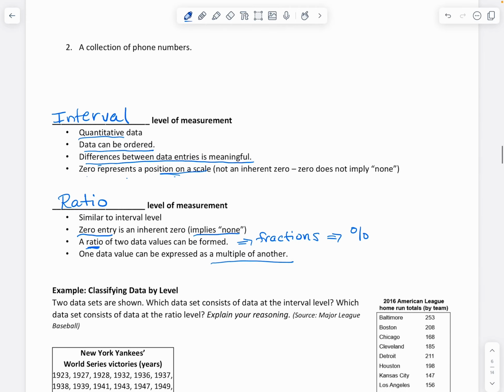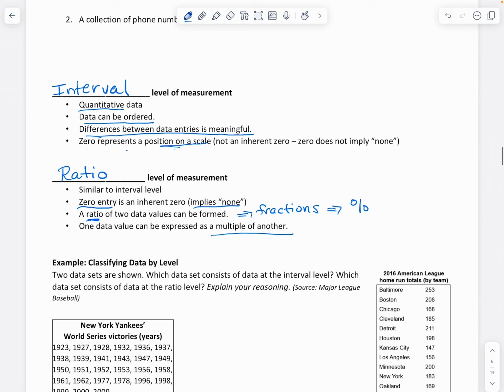Okay. Let's talk just really quickly about the difference between an inherent 0 and a non-inherent 0. An inherent 0 would be when we talk about having $0 in your account. $0 actually means something. It means there is no money.